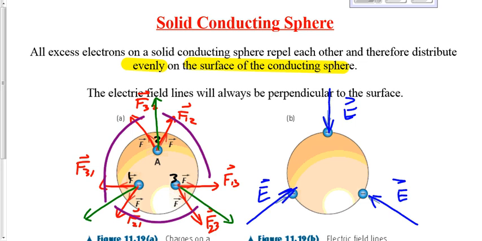What's the takeaway from this? So you've got a solid conducting sphere. Where do the excess charges go? To the outer surface, and they're evenly distributed, period.